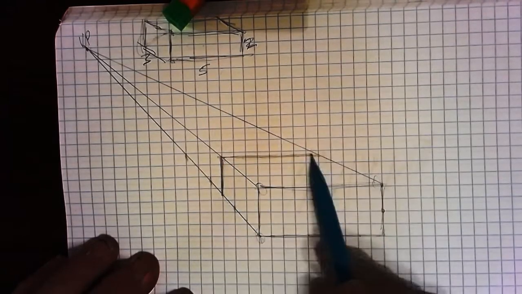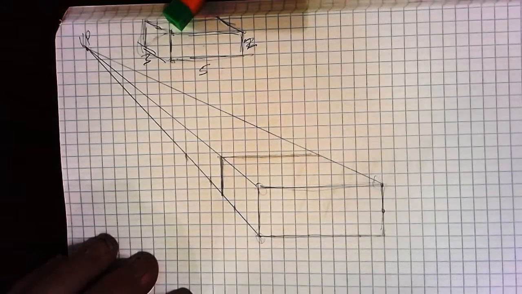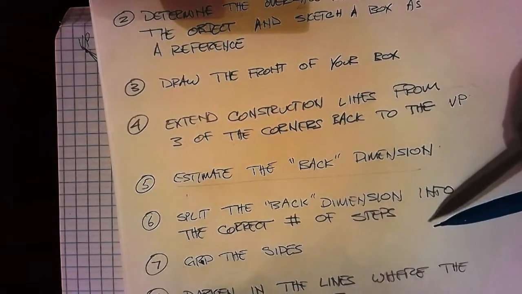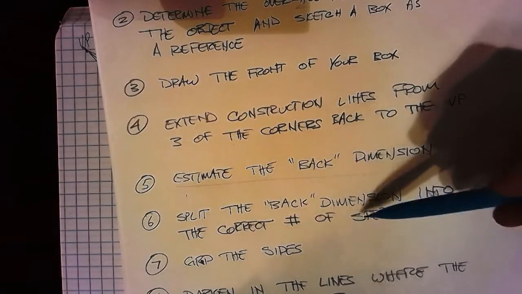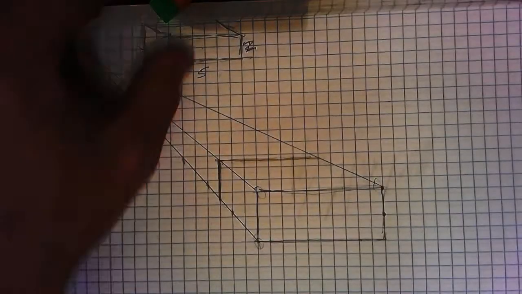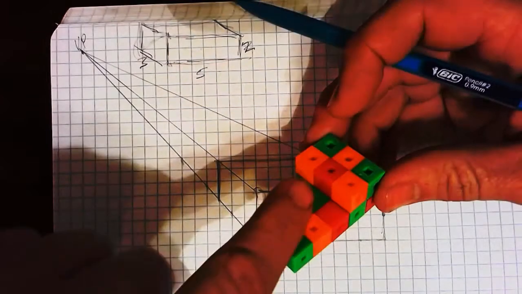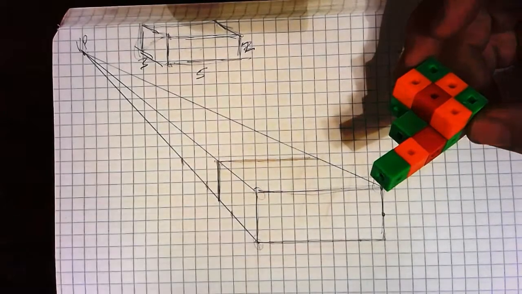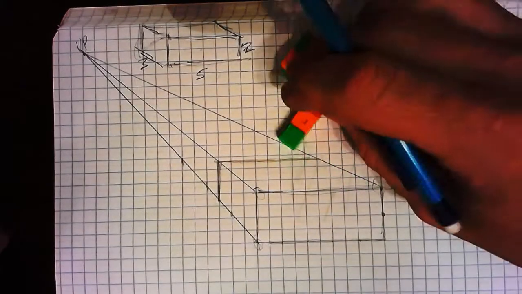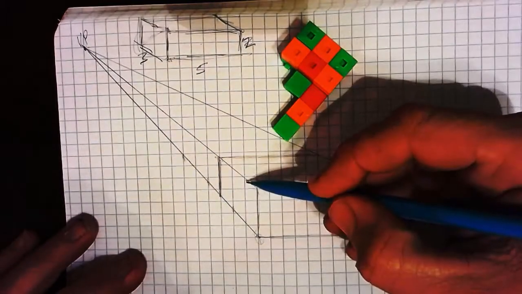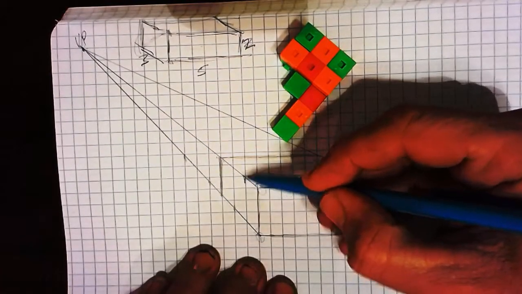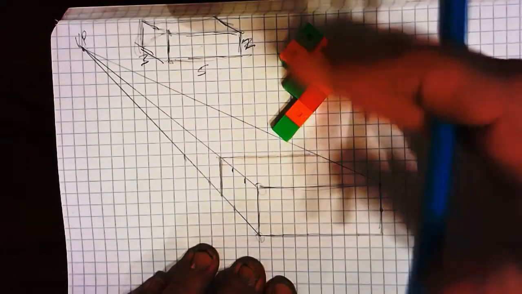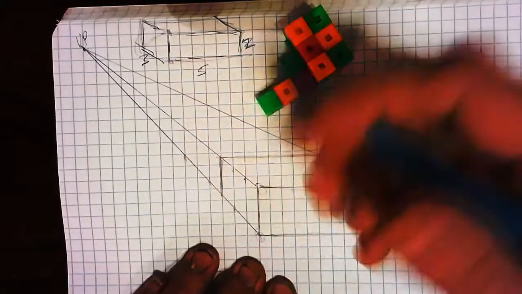So I have this, here, and so forth. Now after I've estimated the back dimension, I want to split that back dimension into the correct number of steps. Remember, there are 3 blocks going back. So I need to break this part right here into 3 sections. There are a few different ways you can look at this. Even though it might not look perfectly realistic, it might just be easier to mark it in 3 equal sections.